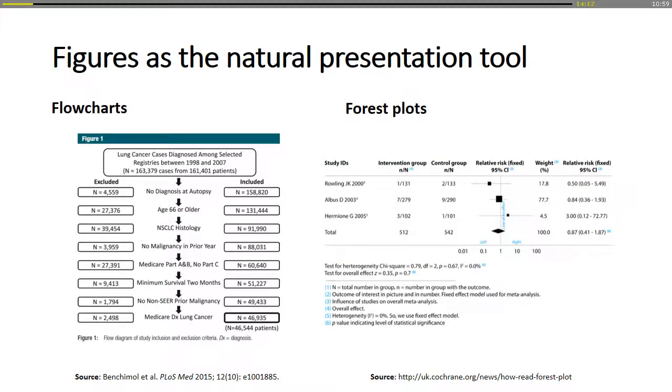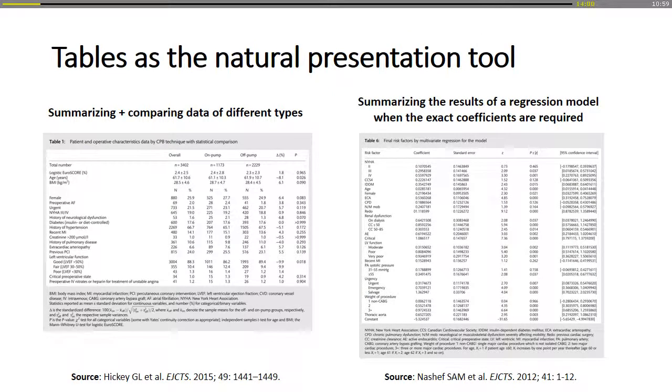In some cases, figures are the natural presentation choice. Here we've got flowcharts and forest plots. We would never really think about putting those in anything other than a figure. The same applies for tables. In some cases, it is the natural choice. For example, if we've got lots of patient characteristic data, different types of unrelated data, and we want to make statistical comparisons, and add other types of comparison statistics, then a table is the natural choice.